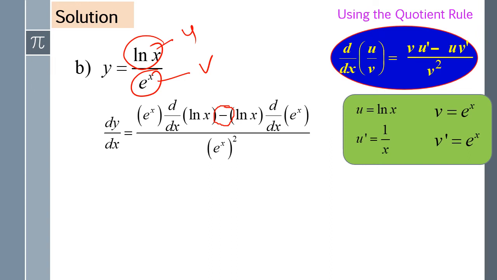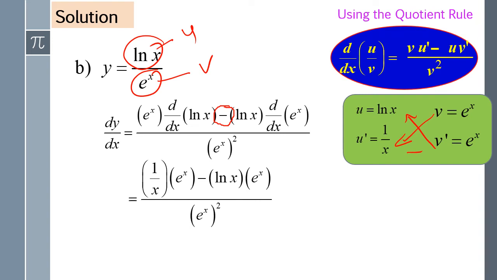Now we have this one, then we minus this one, then we substitute to this formula, then we have 1 over x times e^x minus ln x times e^x over e^x to the power of 2. Now we simplify until we get 1 over e^x times 1 over x minus ln x.